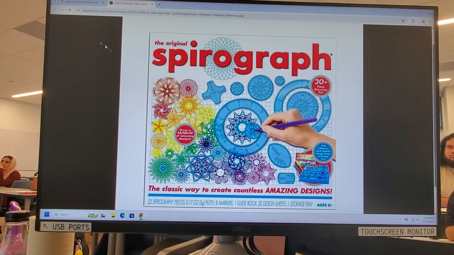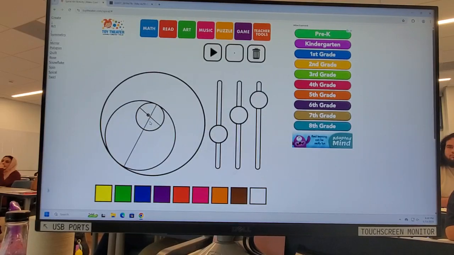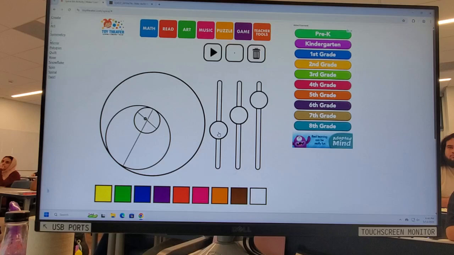It's not working anymore. But I found this one. Oh, I have stuff on it. I didn't want stuff on it. So you can change... let's see if I can remember what that is. If you move this up and down, it changes the radius, which is effectively the same as choosing a different size gear from the Spirograph.